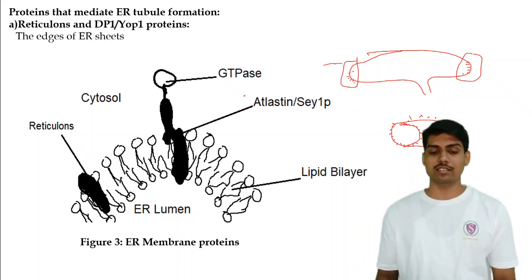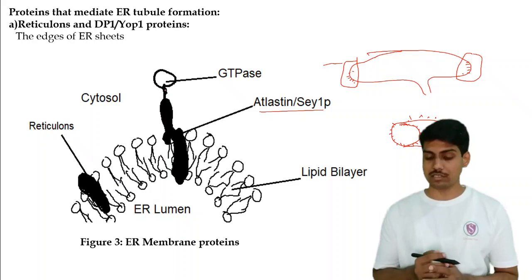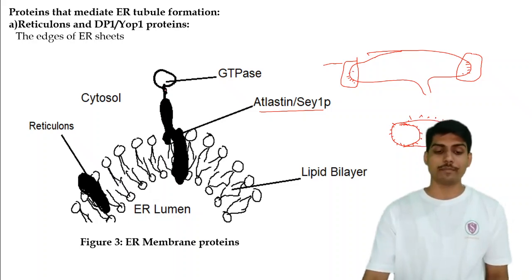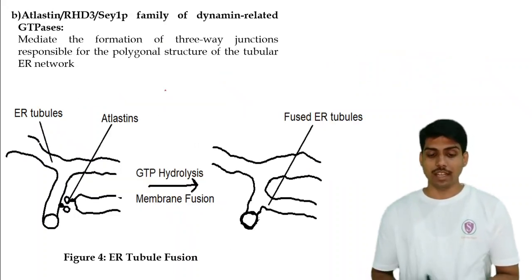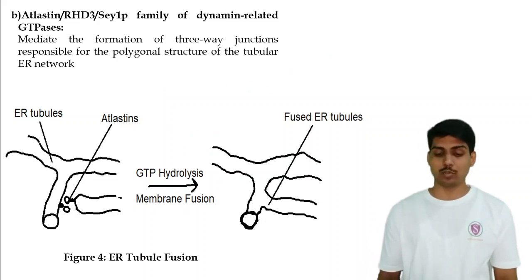And the next is the presence of these atlastin and Sey1p proteins. They are attached with GTPases. And what do these proteins do? You know that the endoplasmic reticulum also has a tubular network inside the cells.